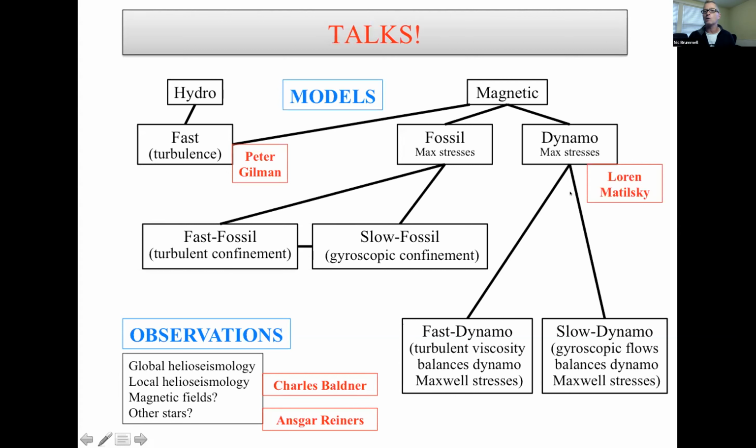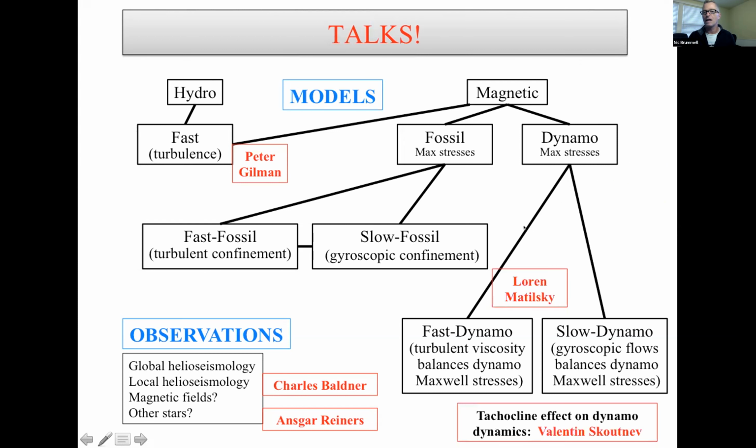Lauren is actually the last talk, but he's going to talk about this idea of confinement of the Tachocline, making the Tachocline thin by dynamo stresses. And then, whoops, Lauren moved around there. Yeah, he's more appropriate down there. But actually, Valentin is the talk before Lawrence. Lawrence is the last one.